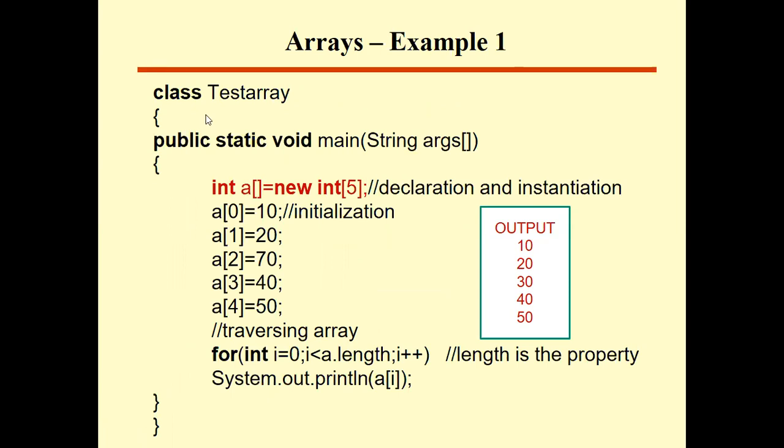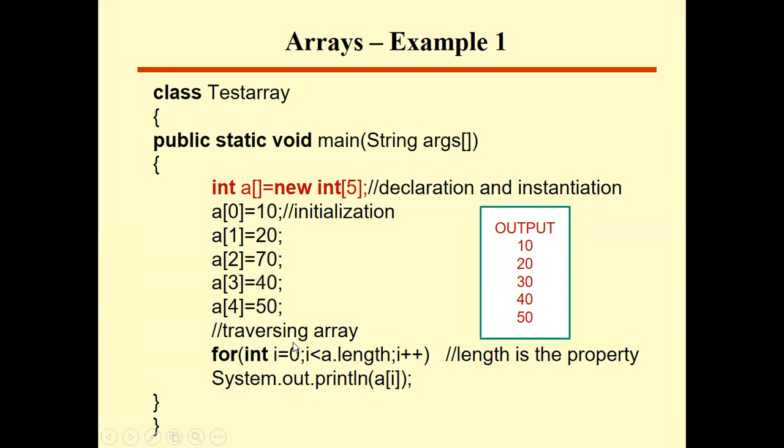Now, the main class name is TestArray, and the public main method is defined inside the main class. Using the statement, the array with name A is declared and instantiated. For instantiating an array, the new keyword can be used. Now the array with name A with size 5 is instantiated. A[0] is initialized with value 10. That is, the very first element of the array is containing the value 10. And the remaining values are also initialized one by one till the position A[4].